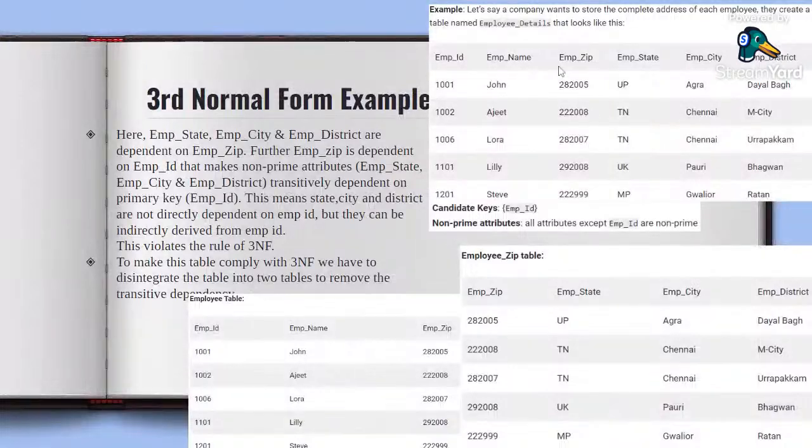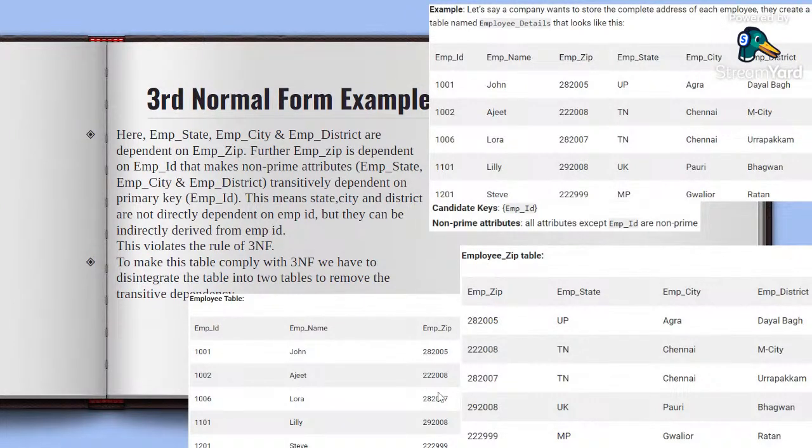So here, state, city, and district are dependent on employee zip, and employee zip is dependent on employee ID. So there's a transitive dependency. These things are not directly related to employee ID. To make it comply with the third normal form, we separate it into the employee table and the employee zip table. So all of the transitively dependent attributes go in the employee zip table with the employee zip.